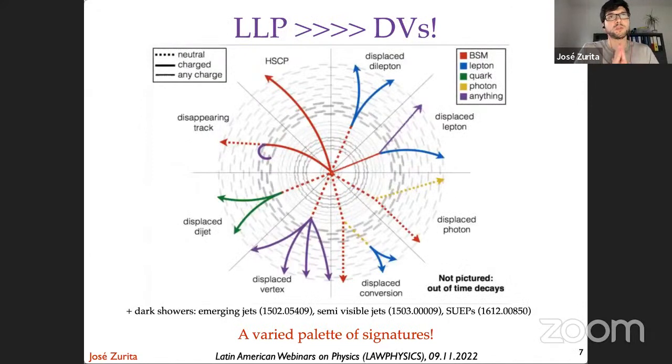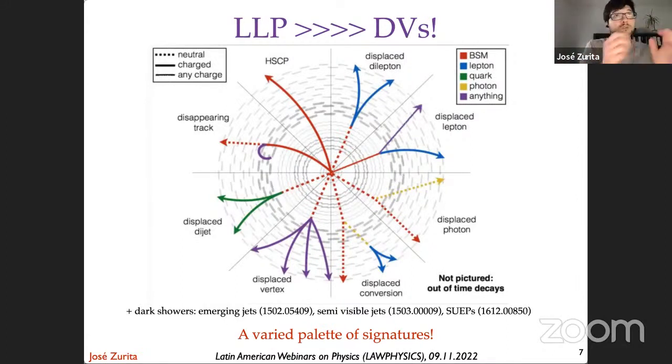So I just want to point out, because when I started focusing more on LLPs, people told me, yeah, you are probably doing displaced vertices, right? And the richness of LLPs goes way beyond that. Sure, in this diagram there are displaced leptons, displaced vertices, displaced jets, but also stuff like heavy stable charged particles, disappearing tracks, or these out-of-time decays and dark showers that are not just displaced vertices.